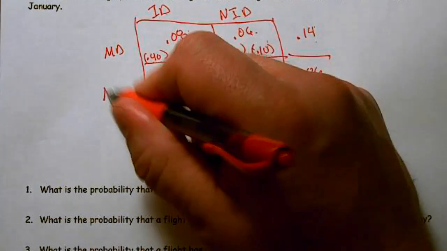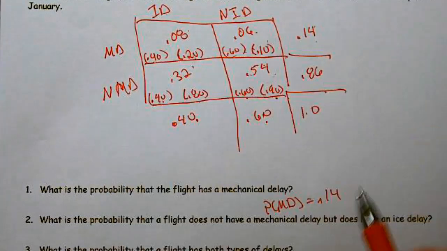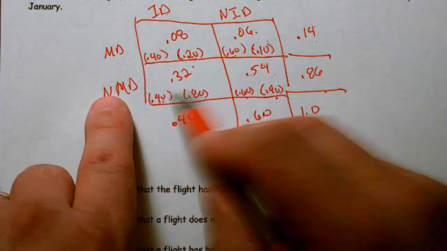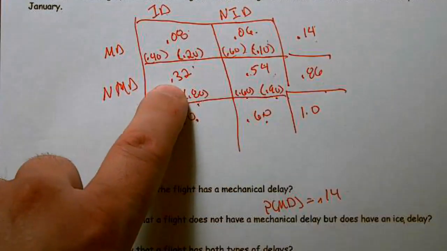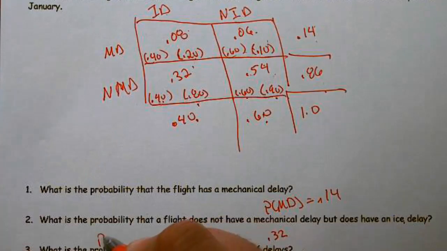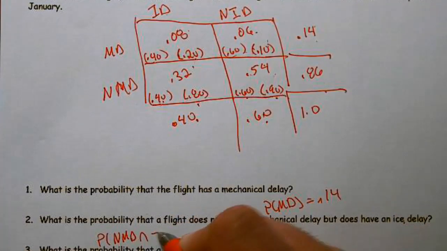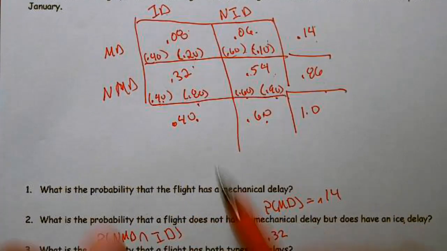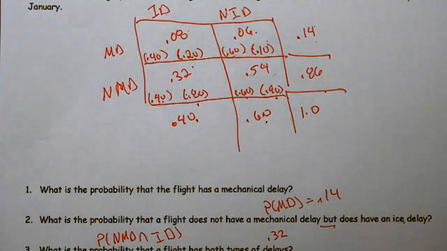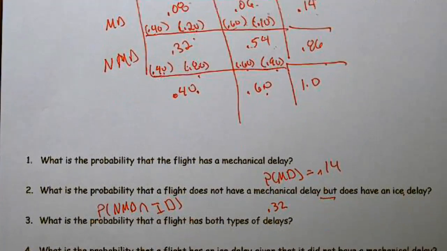So no mechanical delay. So we're looking on this row right here. Does not have a mechanical, but does have an ice delay. Oh, no mechanical, but ice, so that's 0.32. Because basically what they're saying is the probability of NMD intersect ID. In other words, not a mechanical, but it has this. Now they use the word but as opposed to and, but it's still a conjunction, so it's combining them together. What's the probability it has both delays?